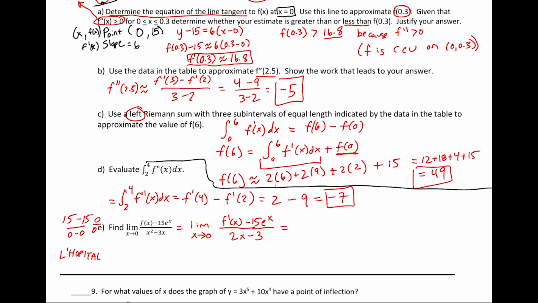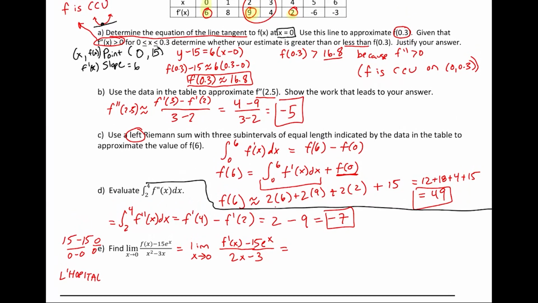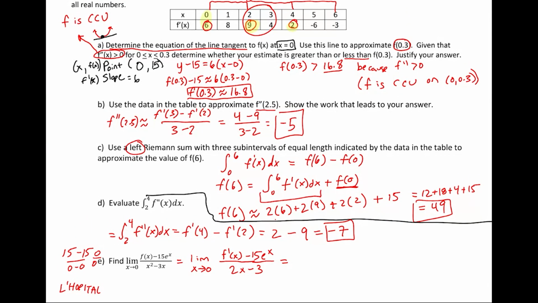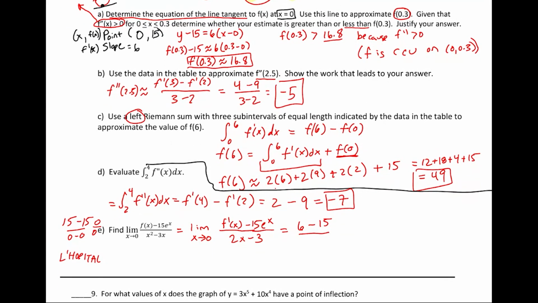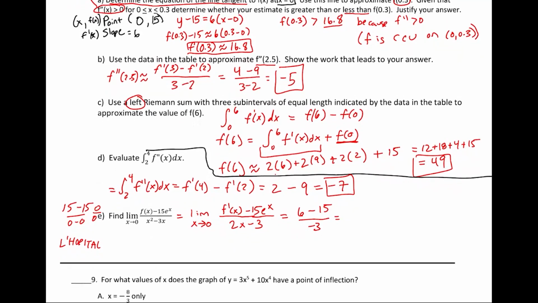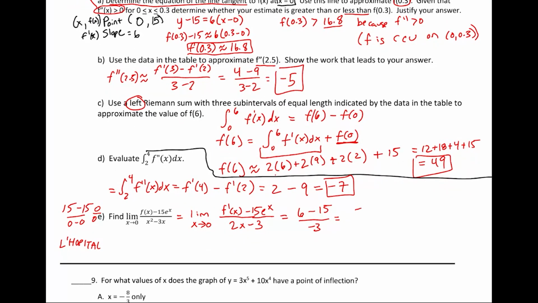So this is going to equal f prime of 0, which I've got to go back up to the table for, and we see that that's 6. So 6 minus e to the 0 is 1, so just minus 15, over 2 times 0, so it's just 0 minus 3. So 6 minus 15 is negative 9 over negative 3, which equals 3.